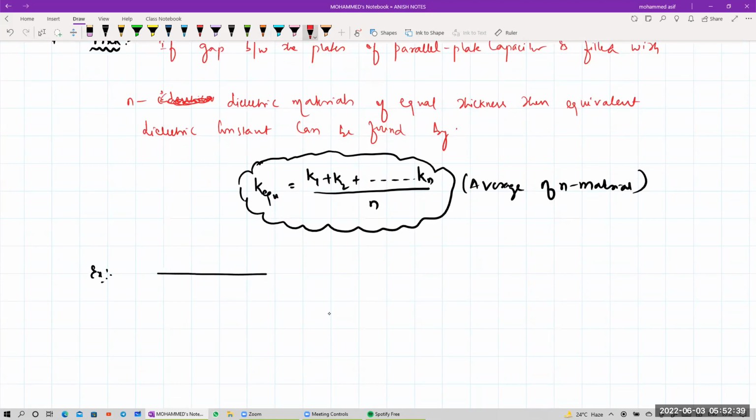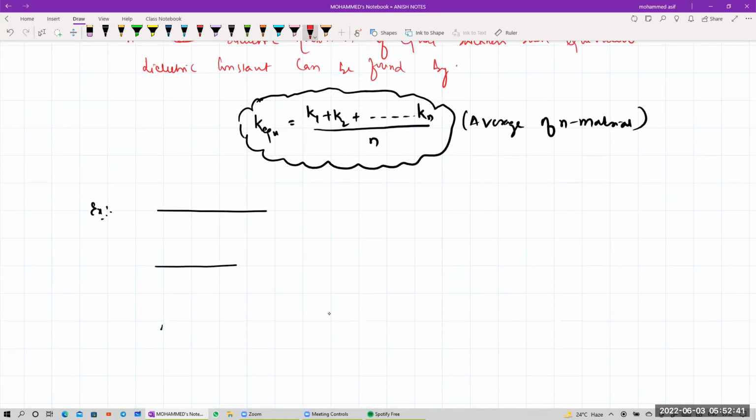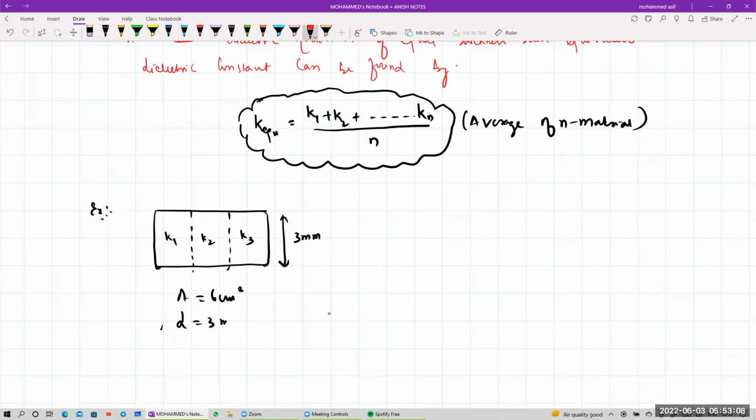Like say there is a capacitor like this, with dielectric slabs inserted. Without this trick, it will take a very lengthy way to do the problems. So take this one dielectric K1, this one dielectric K2, and this one dielectric K3. And the distance between the two plates right now is 3 mm. Let's say the area is 6 centimeters square, and they are separated by a distance of 3 mm.